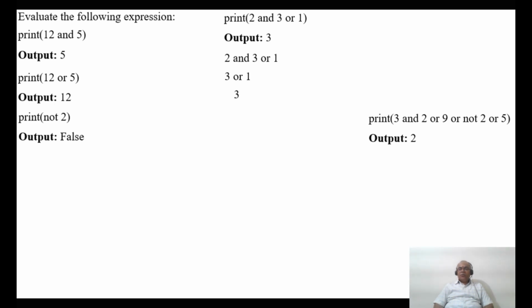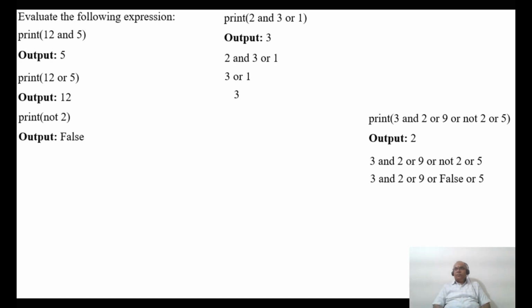Now, after that, you are going to have 3 and 2 or 9 or not 2 or 5. This is the expression. So 0 is false, 1 is true; other than 0 is also true. So not 2 is not true, which becomes false. So you are going to get 3 and 2 or 9 or false or 5.